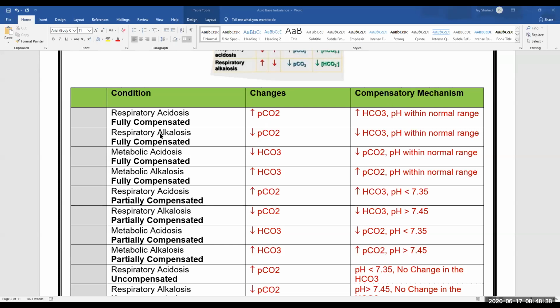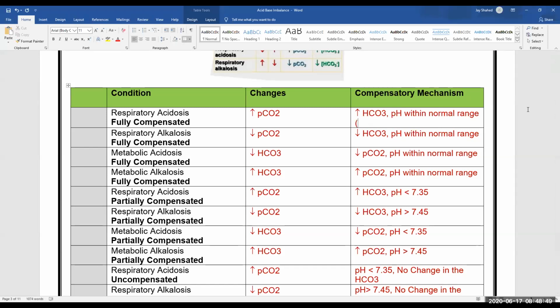Now, in order to have a fully compensated state, you have to have the pH within normal range. And what is the normal range that we said again? 7.35 to 7.45. Right? Okay. So if it's within this range, you are fully compensated, okay? All right, now let's do respiratory alkalosis. What do we look at when we say respiratory? The CO2.